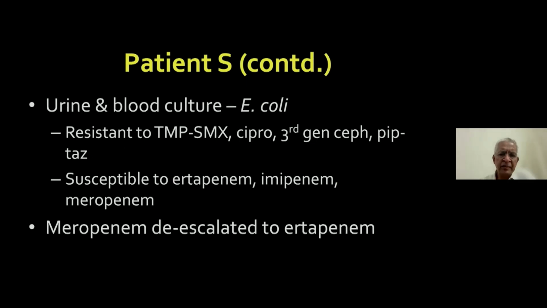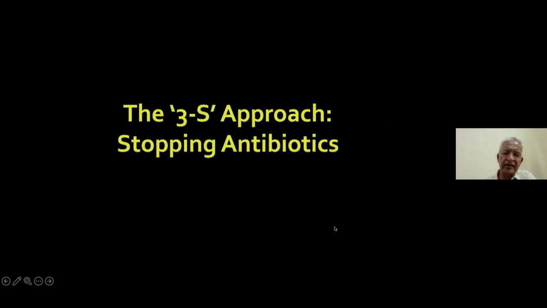So in our patient S, the urine and blood cultures grew E. coli. It was resistant to cotrimoxazole, ciprofloxacin, third generation cephalosporins, piperacillin tazobactam. It was susceptible to ertapenem, imipenem, and meropenem. So meropenem was de-escalated to ertapenem. This patient is doing well. We were able to taper off the inotropes. The kidney injury improved. Patient became afebrile. At that time, this was the culture report, and the meropenem was de-escalated to ertapenem. So an anti-pseudomonal drug, a drug with a Pseudomonas aeruginosa spectrum, was de-escalated to a narrower spectrum carbapenem, ertapenem.